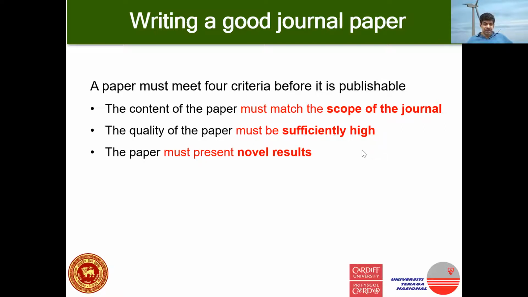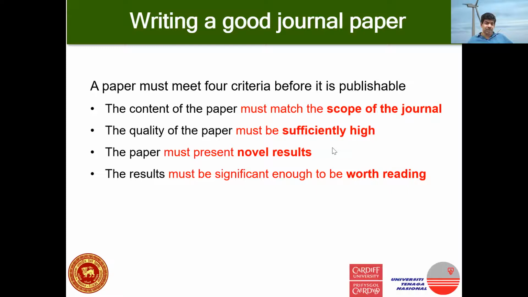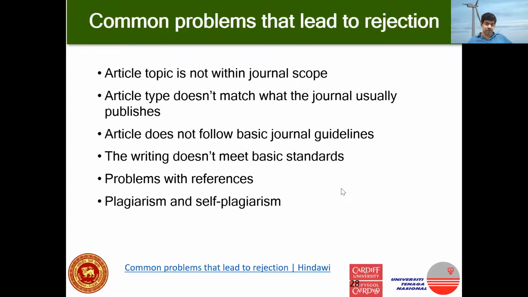And it must contain some novel results, and the result must be significant enough to be worth reading. The common reasons for rejection: the article topic is not within journal scope. Article type does not match what the journal usually publishes. Article does not follow basic journal guidelines. The writing does not meet basic standards. Problems with references, and more importantly, plagiarism and self-plagiarism.